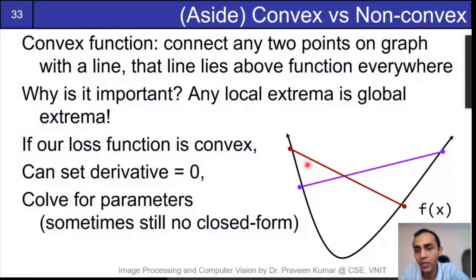A convex function is very good. If your loss function is convex, it is very advantageous, because in that case you will have just one global minima. So there is no problem with local minima here. You can basically find the derivative, put it to 0, and solve for the parameters. So it will be very easy to find the parameters.